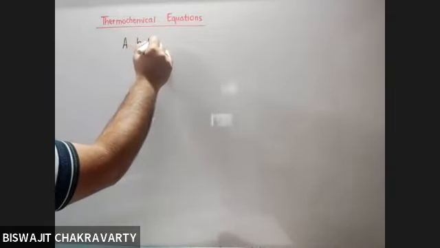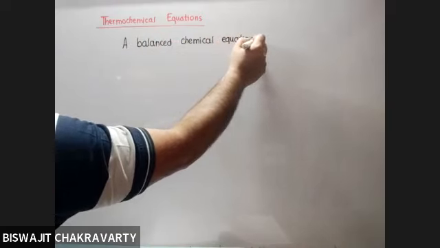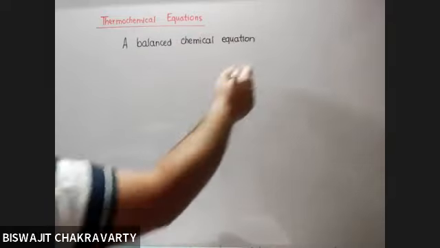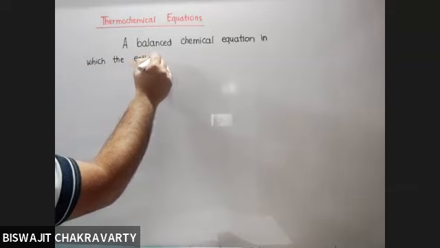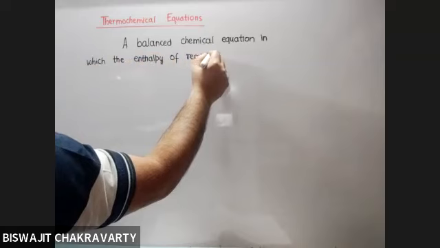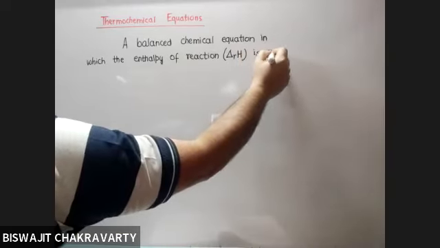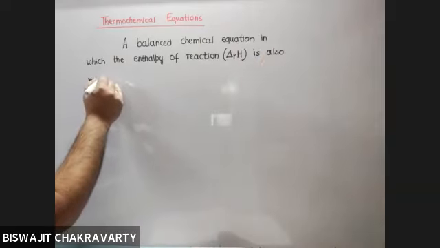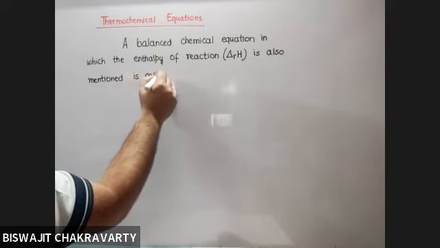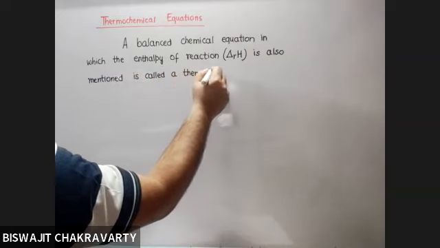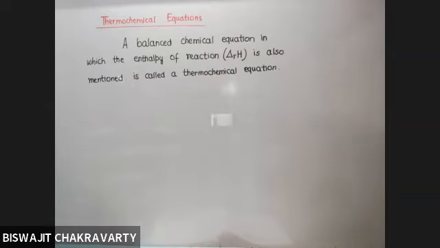A balanced chemical equation in which the enthalpy of reaction, delta RH, is also mentioned is called a thermochemical equation. Now this delta RH stands for enthalpy of reaction.